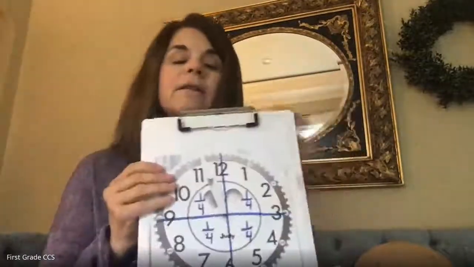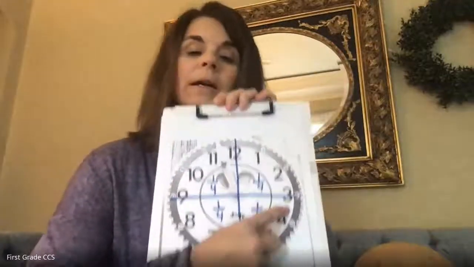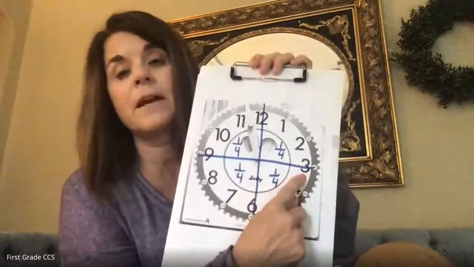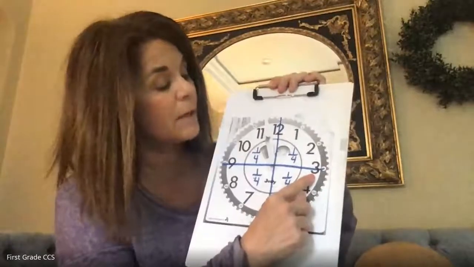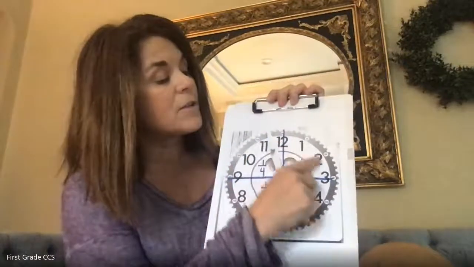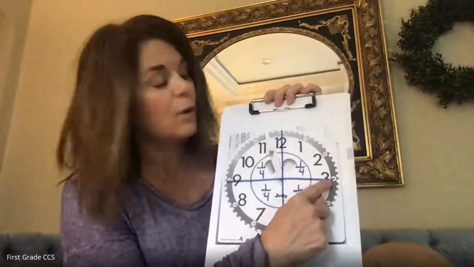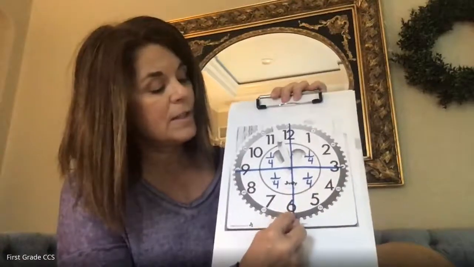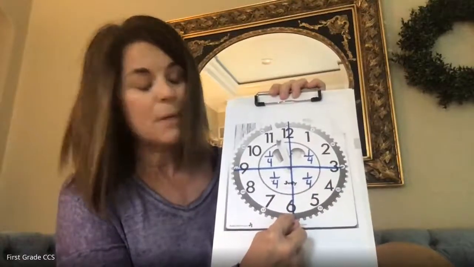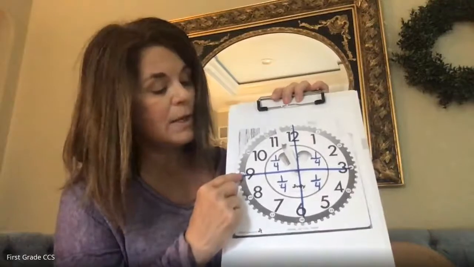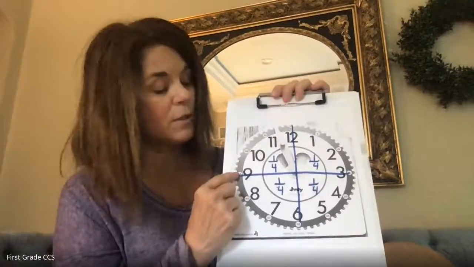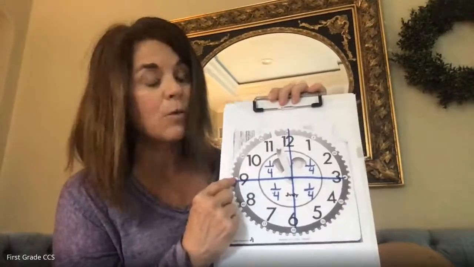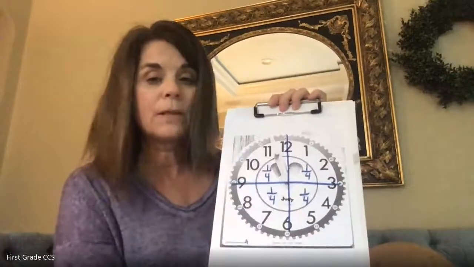What I like about this is if we go over to this 3, we know that that's 15 minutes after because we know how to tell time to 5-minute intervals. But we also say quarter after or 15 after. Here we say half way past. Here we say quarter to because we know this is the 45-minute mark. We say quarter to, and then we go up to the next hour.